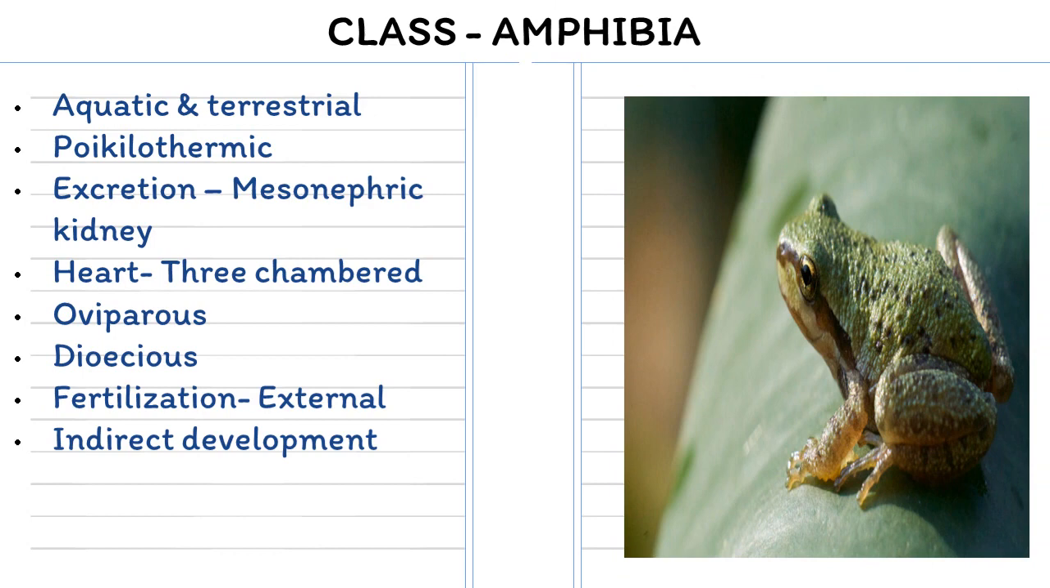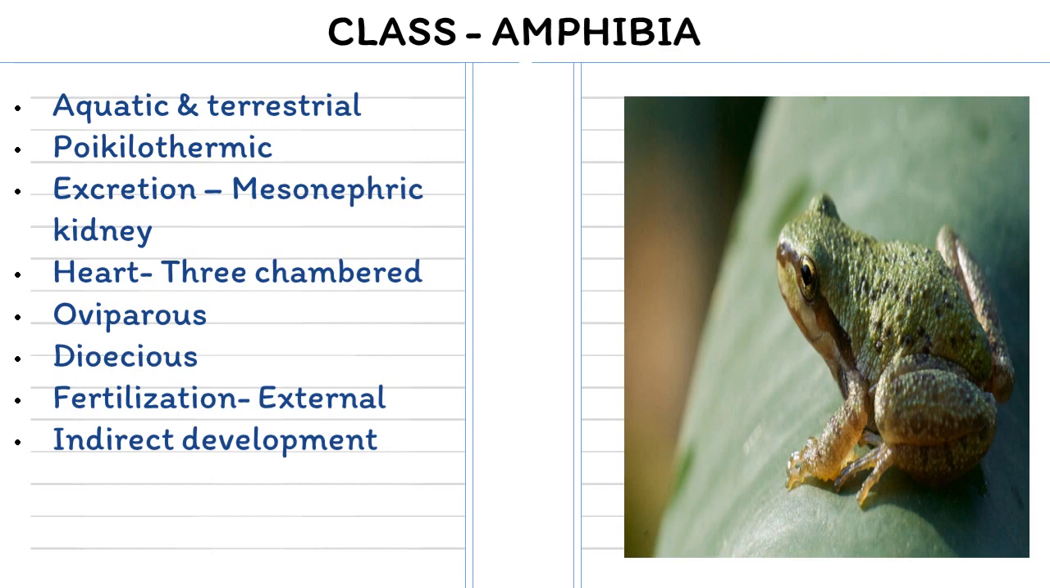The next class is Amphibia. These are very familiar animals. Everyone knows them, and we can watch them in our day-to-day life, right? Amphibians. So let us see the characters of these amphibians. Amphibians are animals that can live inside the water as well as on land. So amphibians have adaptations to survive inside the water as well as on land. So the habitat, we can say, is aquatic as well as terrestrial.